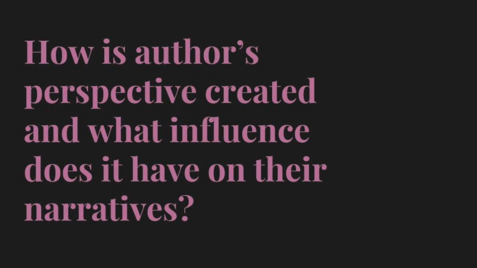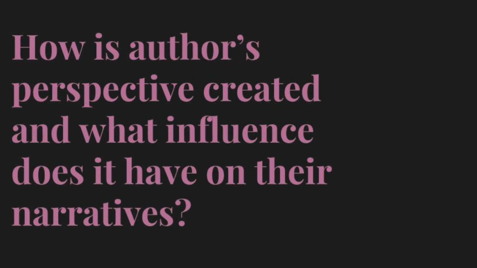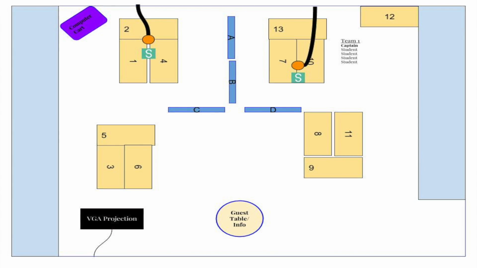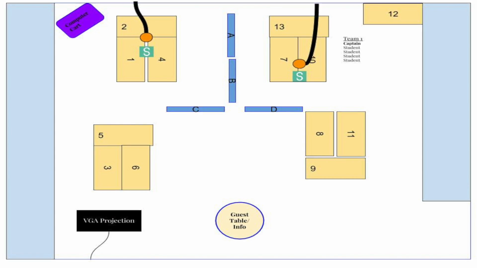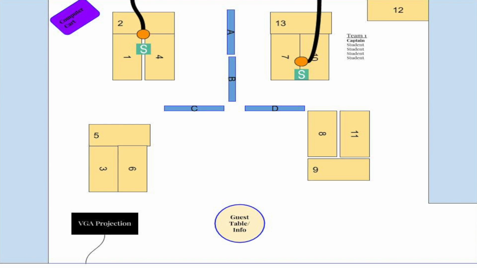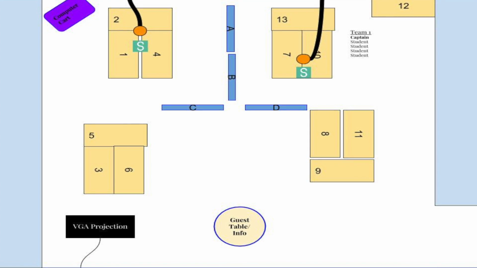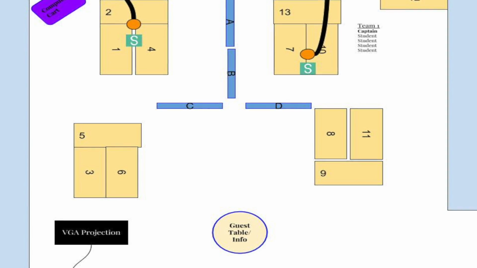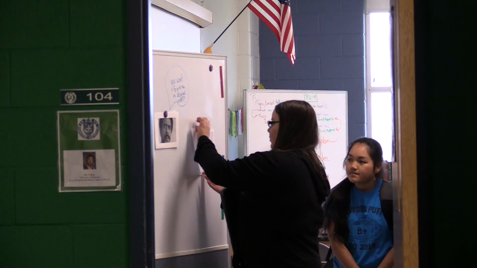The essential question for the day is, how is the author's perspective created and what influence does it have on their narrative? The room diagram for the day shows the two SWIVL devices hooked to the group tables at the back. These tables are given some privacy from the other groups to record their discussions. You see that the teams were listed on the diagram that students saw when they came into class for the day.